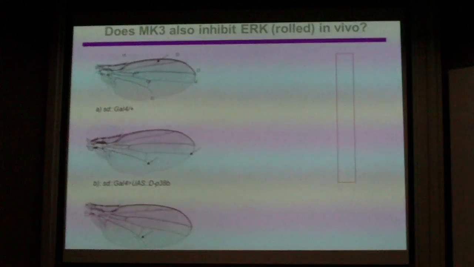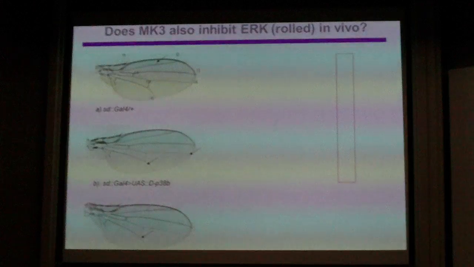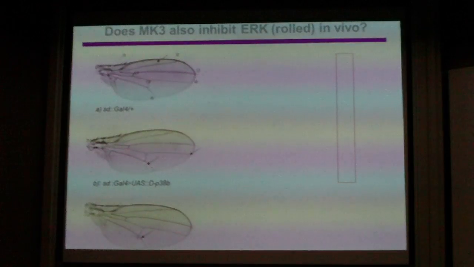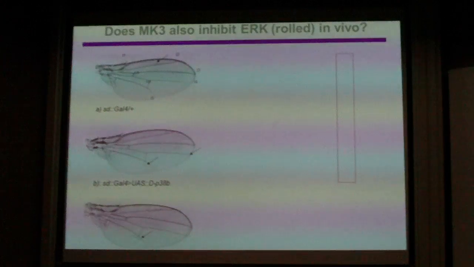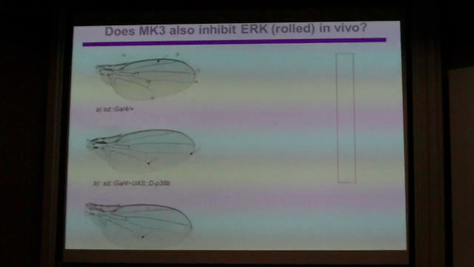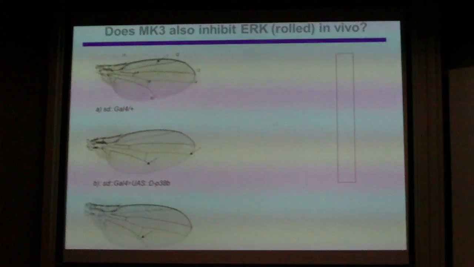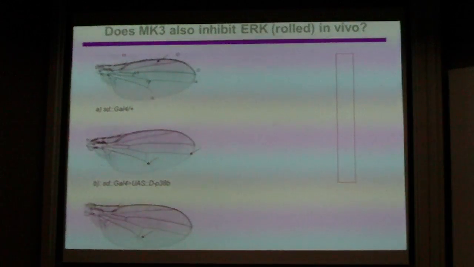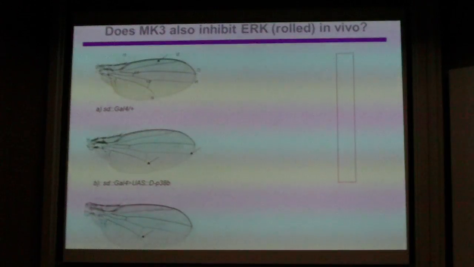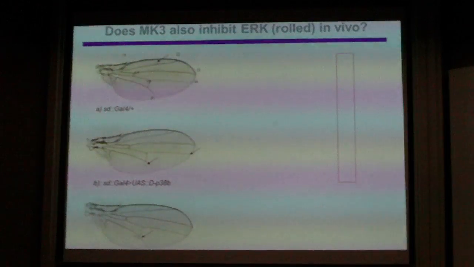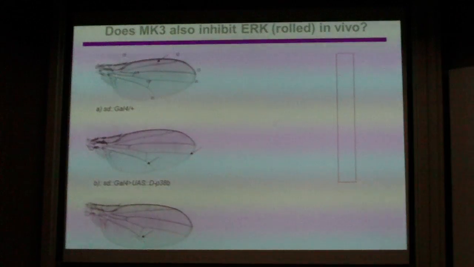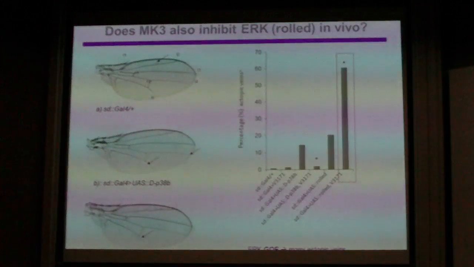If it inhibits ERG, more ERG gives more veins. It's exactly the opposite. So ERG makes more veins, and if you take away the brake of ERG, this will actually accelerate even more. So if you overexpress MP3, then you would expect to find less. Follow me? Okay. So this is what we did.